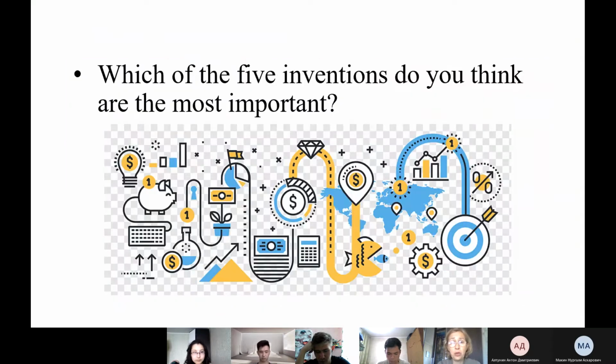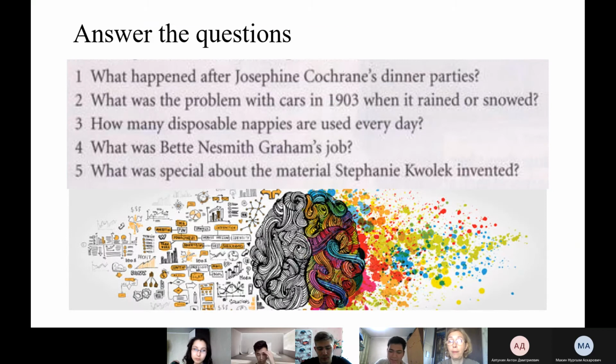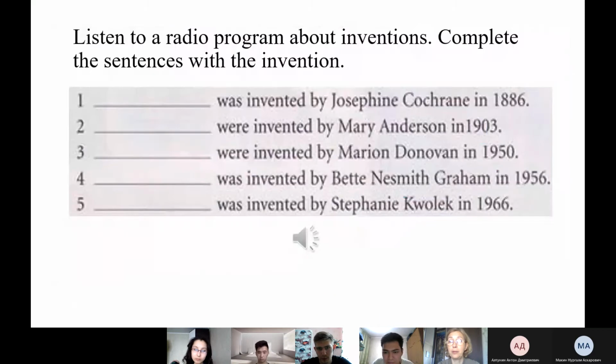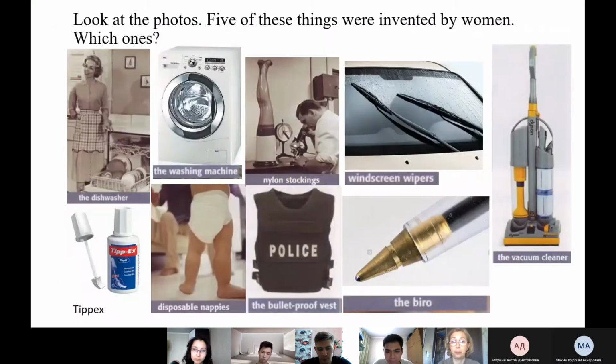So the question is, which of the 5 inventions do you think are the most important? Which inventions are the most important? Wind... Я опять забыл, как дворники будут. Сейчас посмотрим. Yes, here it is. Wipers, да. Windscreen wipers. Windscreen wipers, you think? Yeah, windscreen wipers, yes. Okay.